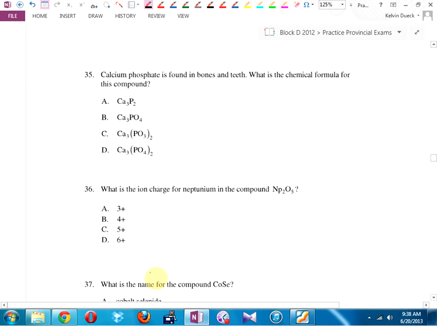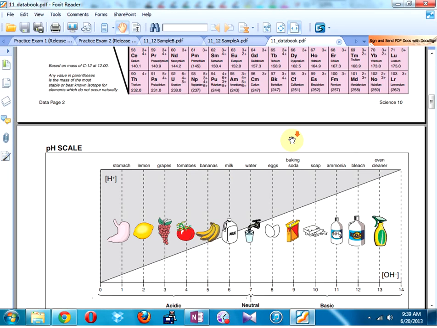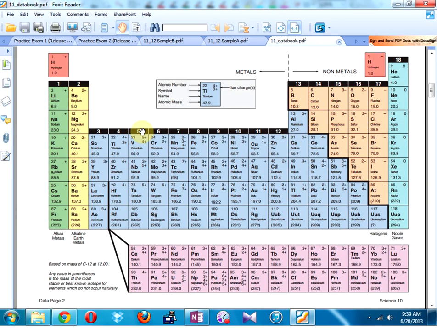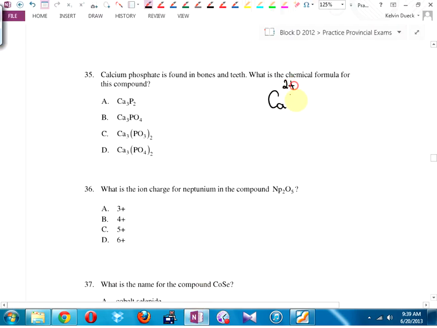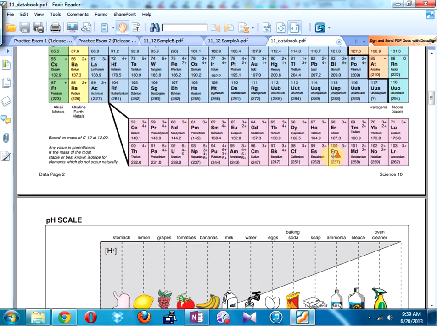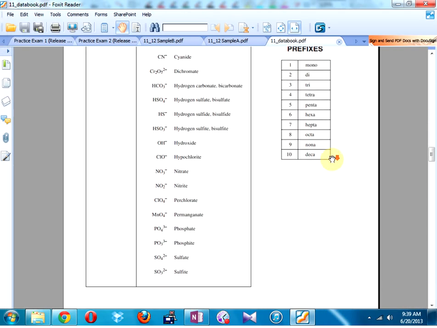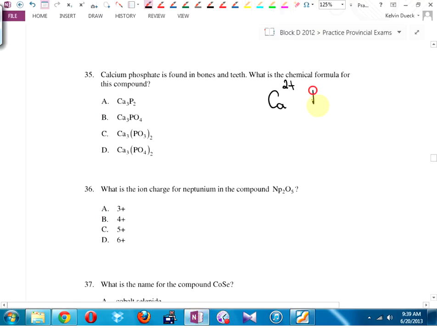Calcium phosphate. Okay. Calcium, Ca. Phosphate. Did they say phosphide? No. This is phosphate. First of all, what's the charge? What's the ionic charge on calcium from your periodic table? Calcium is 2 plus. Phosphate, not phosphide. Phosphate is a polyatomic ion. Phosphate is PO4 3 negative. Now what? Crisscross. So it's going to be Ca3(PO4)2. D.